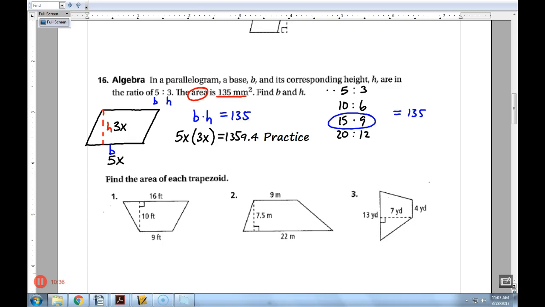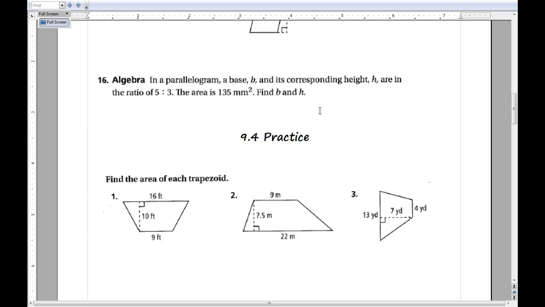Now, if you really like the algebra, you could have kept going here and had 15x squared is 135. Divide both sides, and you'd have x squared equals, what's that, 9? And so x ends up being 3. And then when you plug it in over here, you would get 3 times 3, which was 9, and then you would have 5 times 3, which was the 15. So your x basically finds your multiplier here, what you multiply the original ratio by.